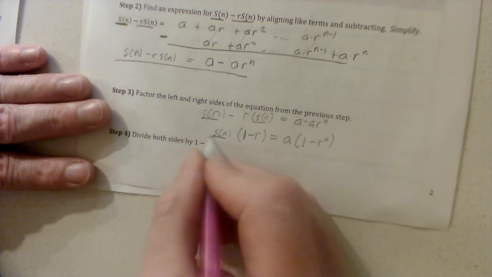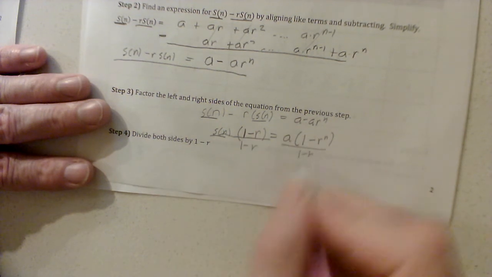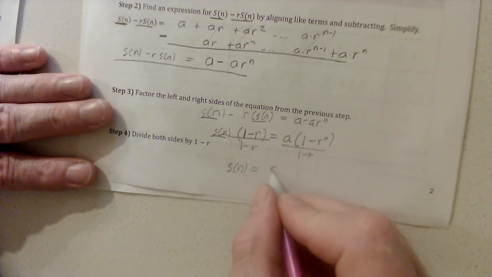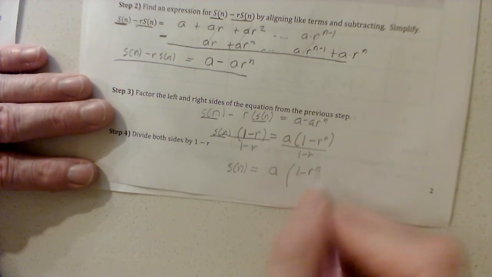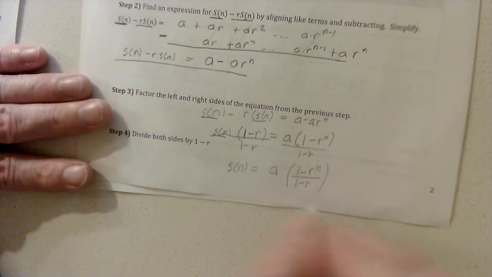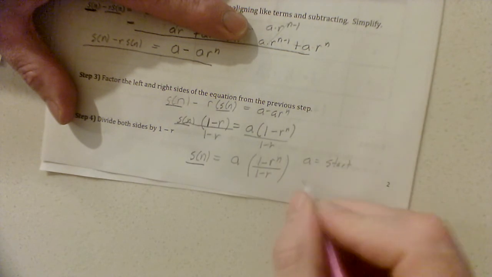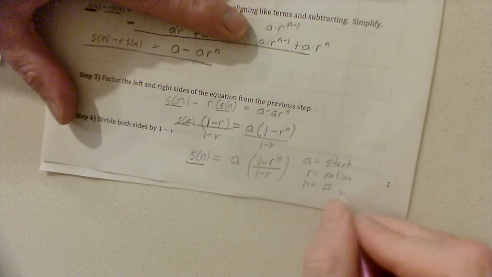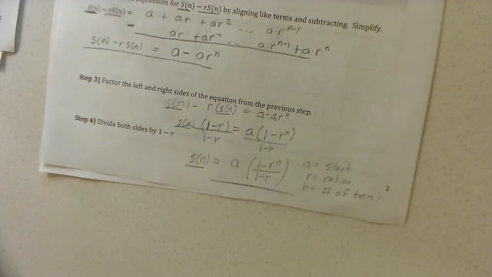And then I want to solve for the sum, so with my literal equation, all I do is divide both sides by 1 minus R. I divide this side by 1 minus R. And I get this. I get the sum of this series, with n as an input, is equal to A times 1 minus R to the n over 1 minus R. And in this formula, A equals my start, right? R equals my ratio, and n equals the number of terms. That is going to be my equation that we're going to use on all the rest of these problems to find the sum of a finite geometric series.